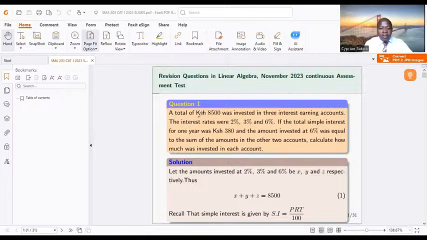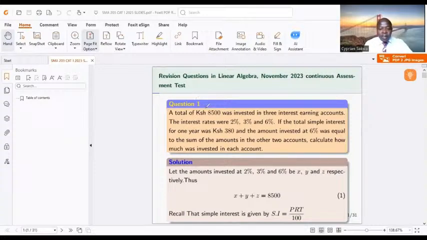The first question: a total of 8,500 shillings, these are Kenya shillings, was invested in 3 interest-earning accounts. The interest rates were 2%, 3%, 6%. If the total interest for the year, 1 year, was 380 Kenya shillings, and the amount invested at 6% was equal to the sum of the amounts in the others, calculate how much was invested in each account.